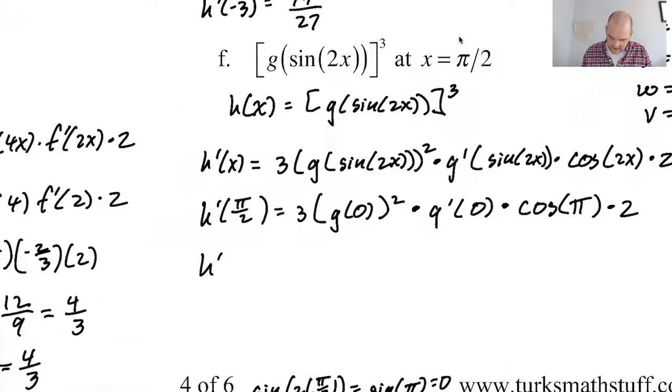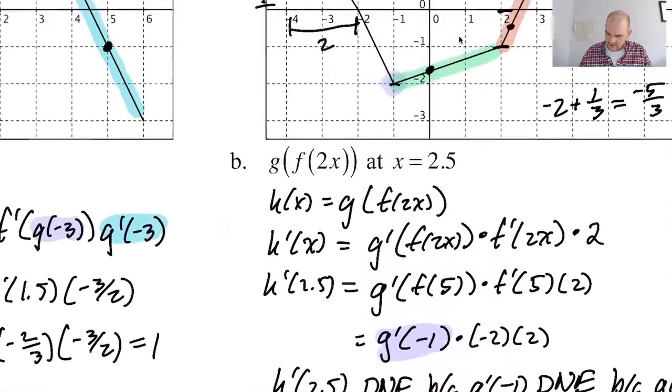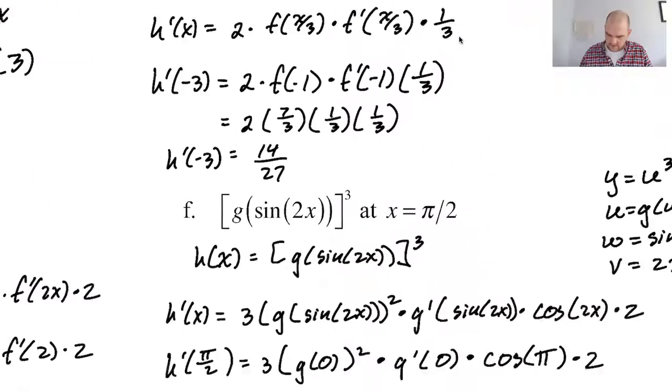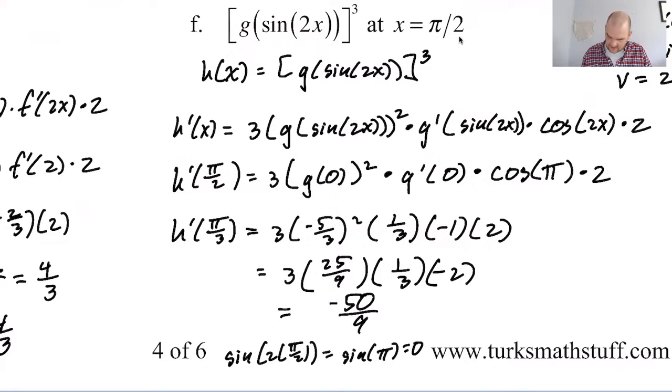So this is going to be h prime of pi over 2 is 3 times -5/3 squared times 1/3 times -1 times 2. All right, let me just make sure I got those right. -5/3 and 1/3. Good, I think. So this will be 3, 25 over 9, 1/3. The 3 and the 1/3 are going to cancel. And let's say my -2. So I think we get -50 over 9. It's weird, but why wouldn't it be?